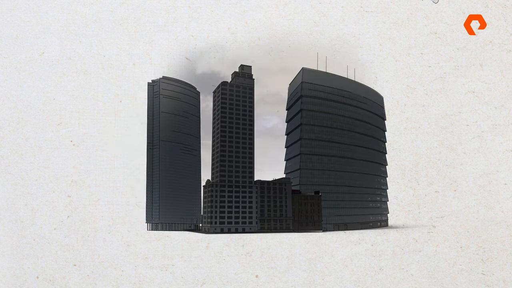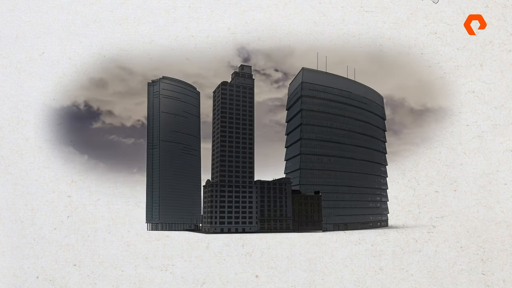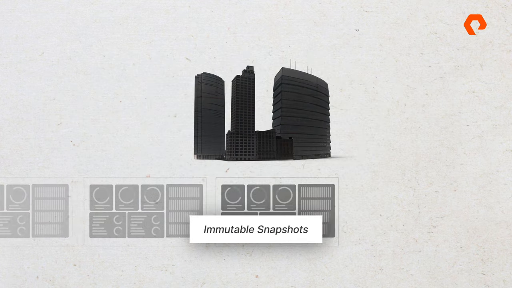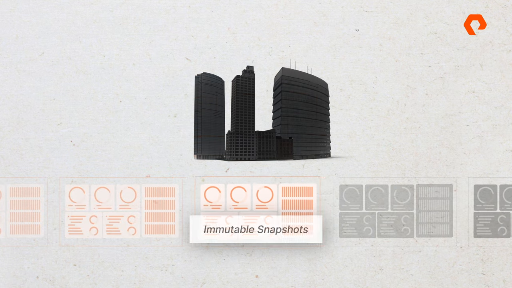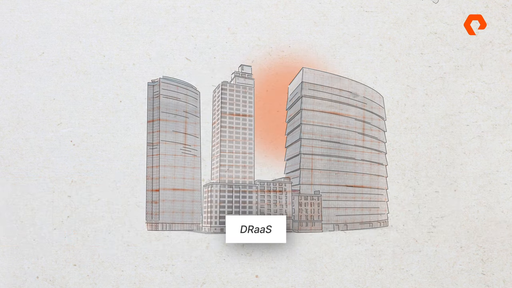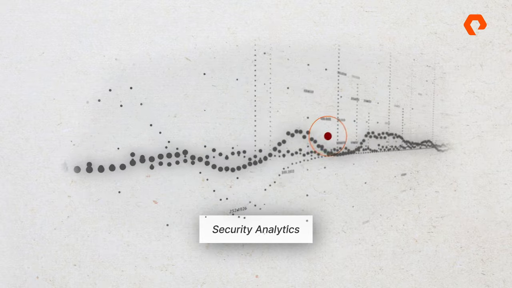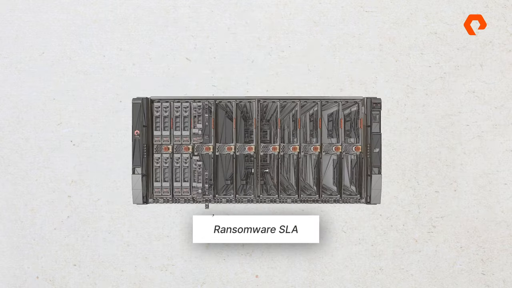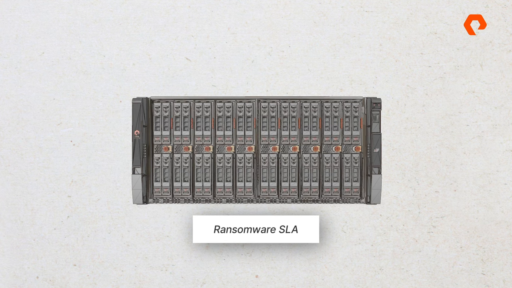If an outage, downtime, or data loss occurs from natural disaster or cybercrime, storage can help businesses recover with immutable snapshots that keep data safe from modification, disaster recovery as a service, AI-powered anomaly detection, encryption of all data at rest, a ransomware SLA that ships clean arrays after an attack.